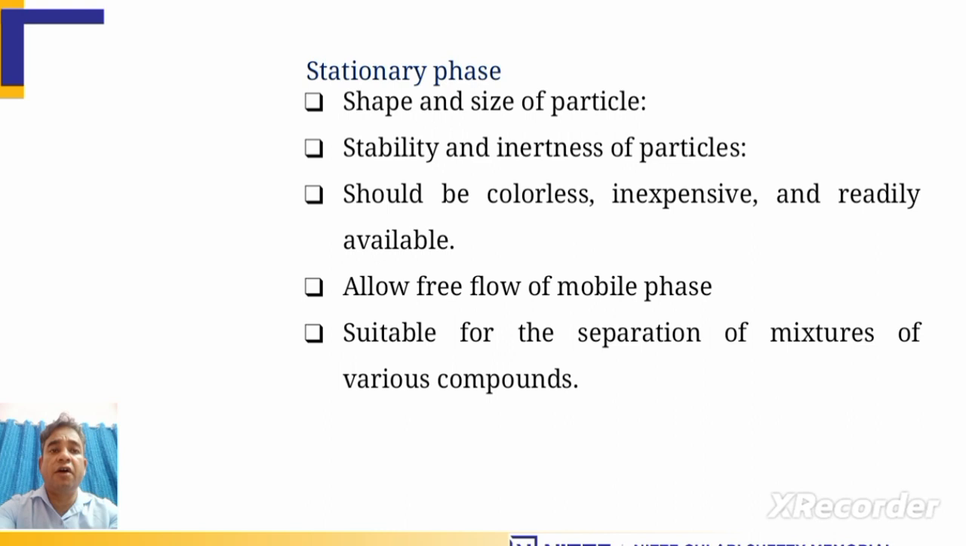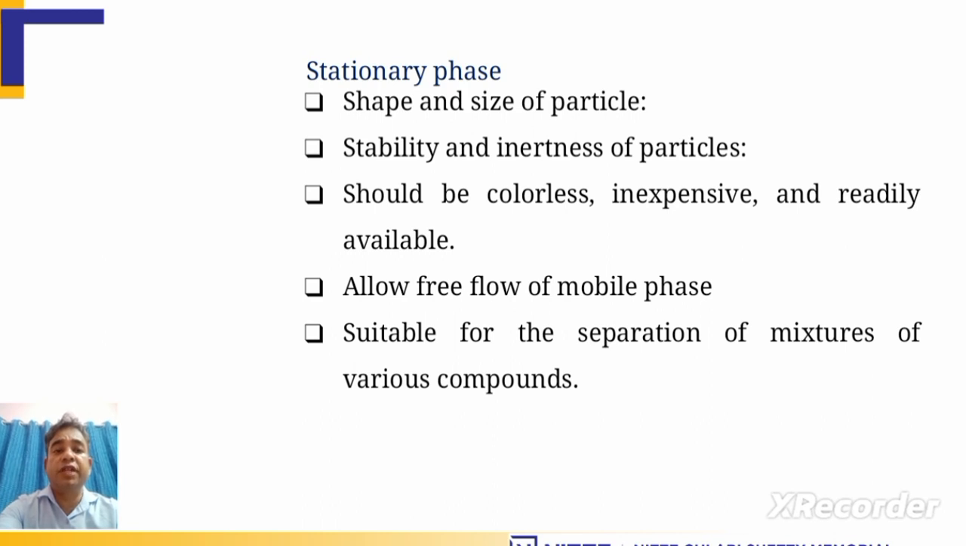So this is how it is, and it also depends on the stationary phase. The separation of a compound depends on the stationary phase. So make sure when you are choosing a stationary phase, the particle size must be uniform. The shape and size of the particle must be uniform. It should not be different, right? The particle needs stability and inertness, so that it doesn't react with the sample which you have loaded, right?